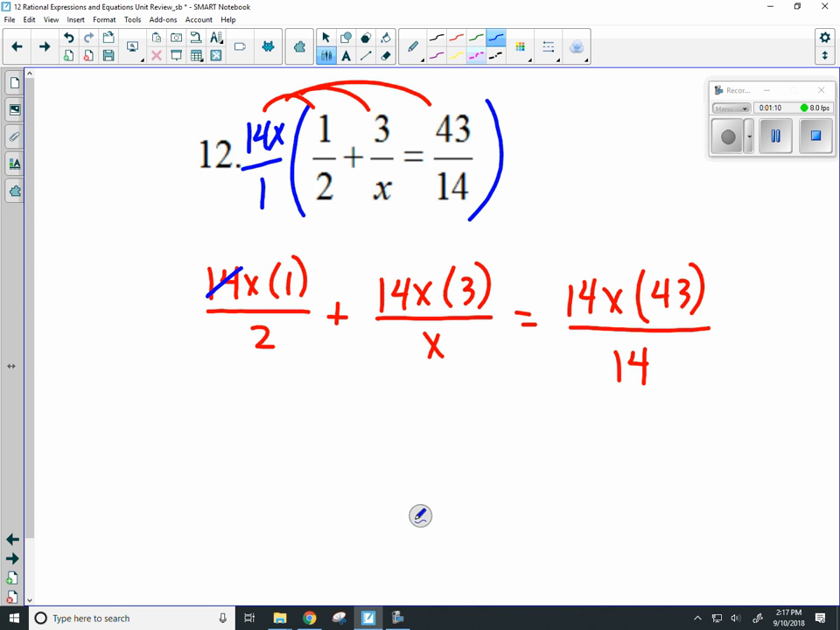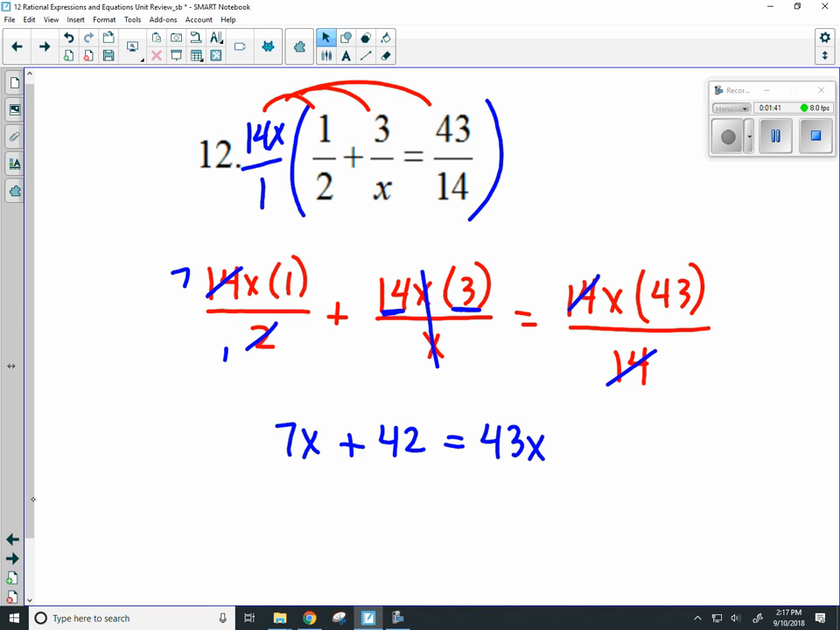So this 14 over 2 will reduce to 7 over 1, leaving us with just 7 times x times 1, or 7x for that first term. The middle one, the x's will cancel out, and we'll have to do 14 times 3, which gives the same thing as 7 times 6, so 42. And on the right, the 14s would cancel, leaving us with just 43x.